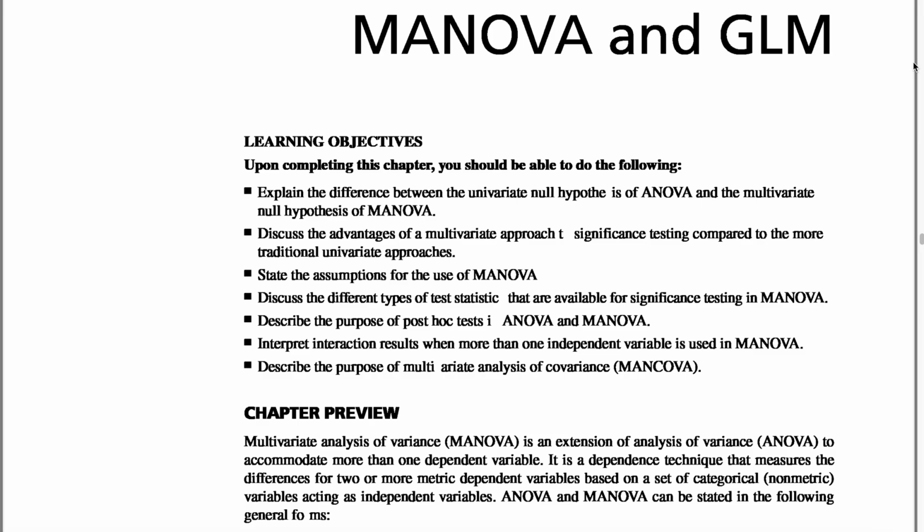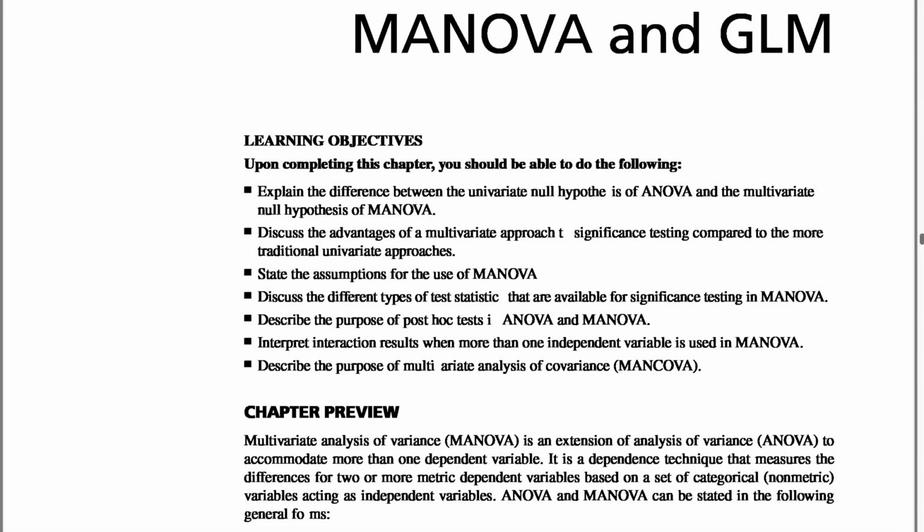Discuss the different types of statistical tests available for significance testing in MANOVA. Describe the purpose of post hoc tests in ANOVA and MANOVA. Interpret interaction results when more than one independent variable is used in MANOVA. Describe the purpose of multivariate analysis of covariance, MANCOVA.